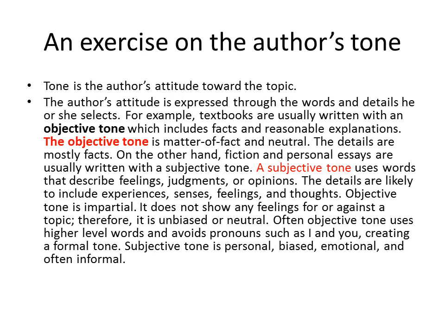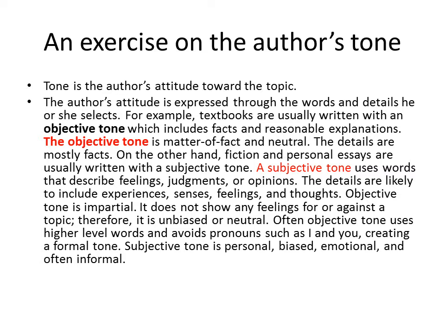Let's have an example or an exercise on the author's tone. Again, what is the author's tone? As we said before, it's the author's attitude towards the topic. The author's attitude is expressed through the words and details he or she selects. For example, textbooks are usually written with an objective tone, which includes facts and reasonable explanations. So most books are written in this way.